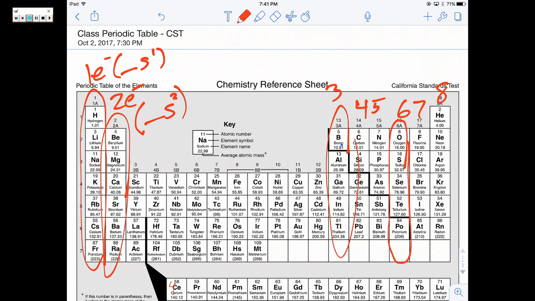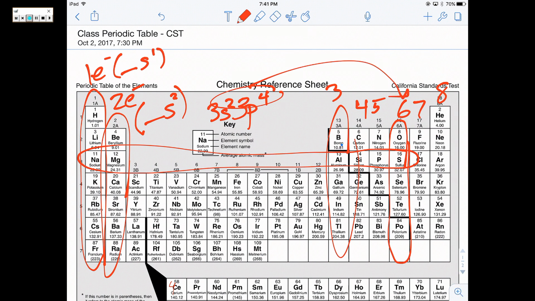For example, something here like sulfur. Sulfur has these electrons in its outer shell. That would be the 3s2 and the 3p, what's that, 4. And that makes 6 valence electrons.